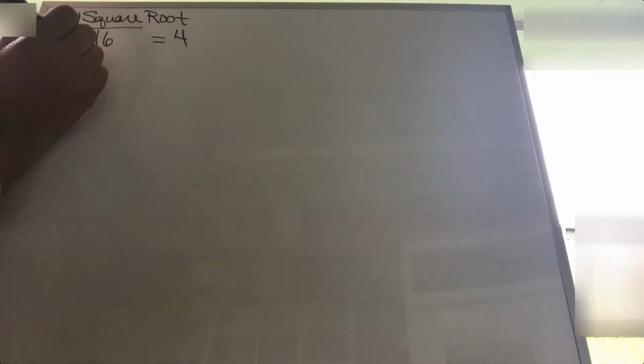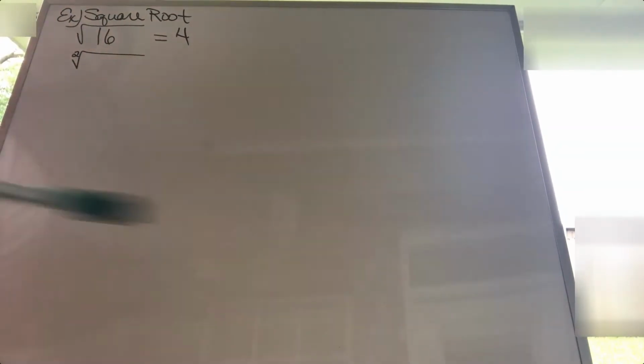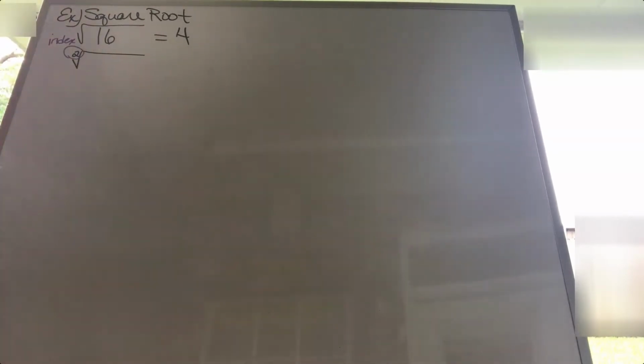So we kind of remember the square root of 16 is 4, but we got to know why the square root of 16 is 4. What's going on with the square root is there's an invisible 2 that's sitting right here. That 2 right there, that's my index. It tells me how many of something that I need on the inside to be able to take one out on the outside.